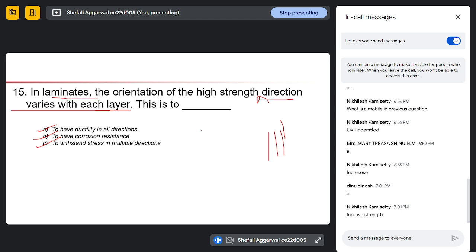So if I talk about an example, we have seen an FRP laminate, right? So what is happening? One layer will be like this, another layer will be like this, then another layer again in this direction, then this direction. Why are we having different directions, varying with each layer? So that it can withstand stresses in all directions. Okay.